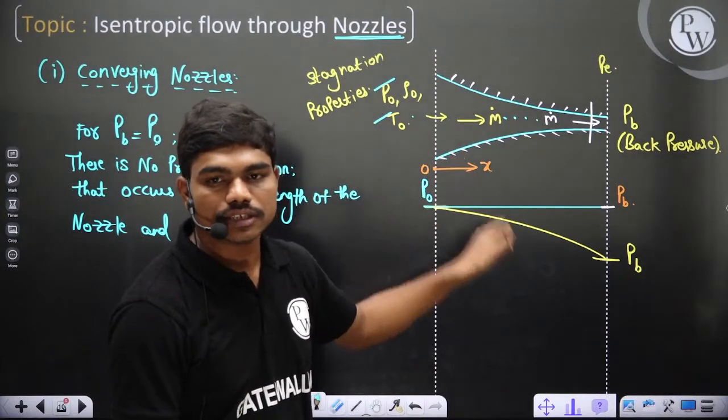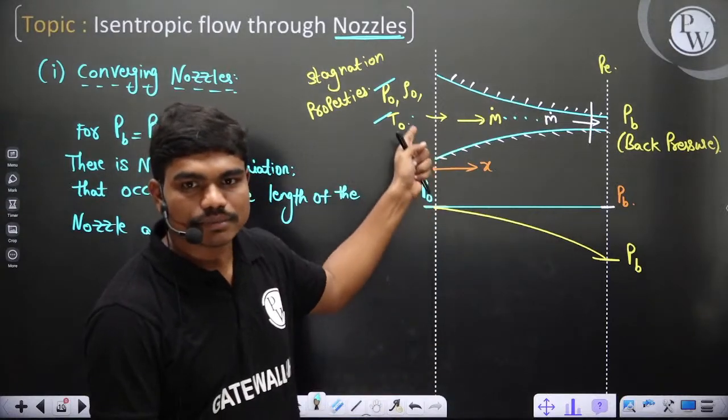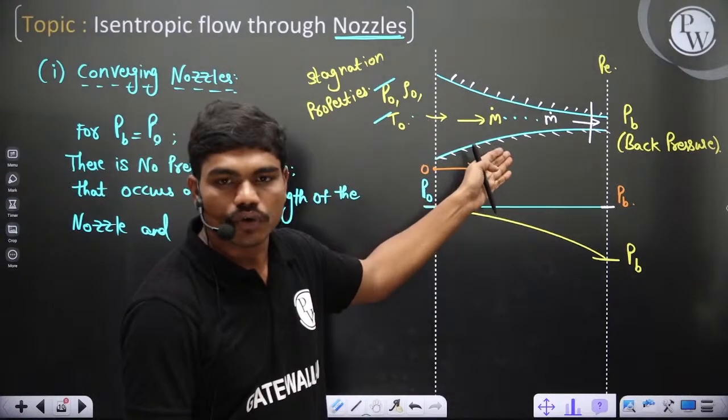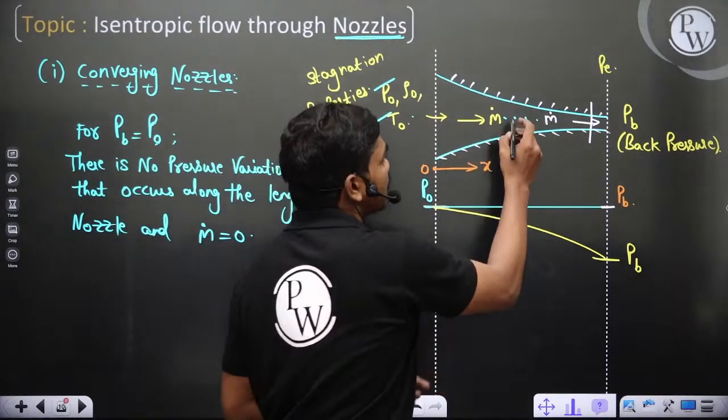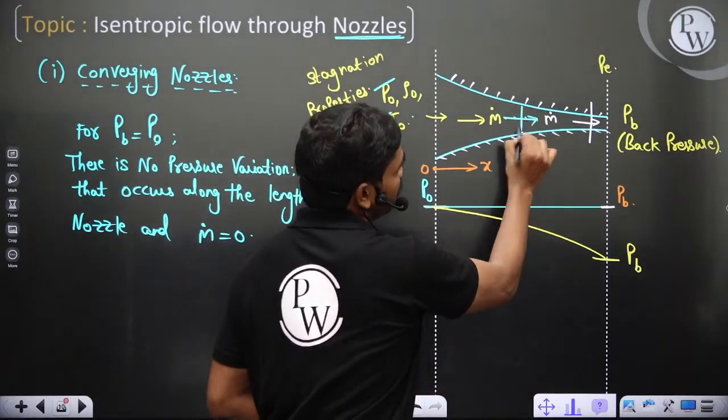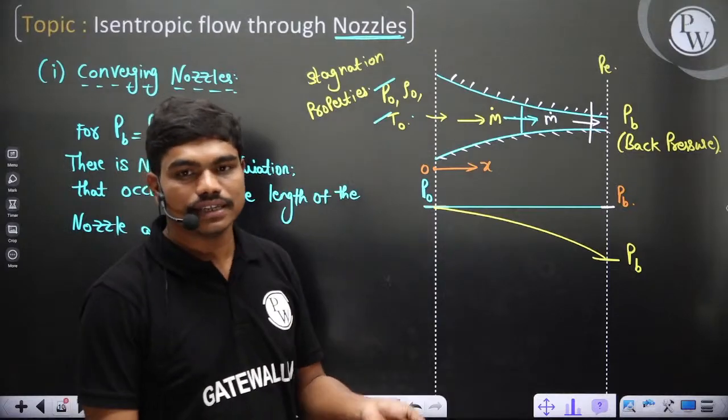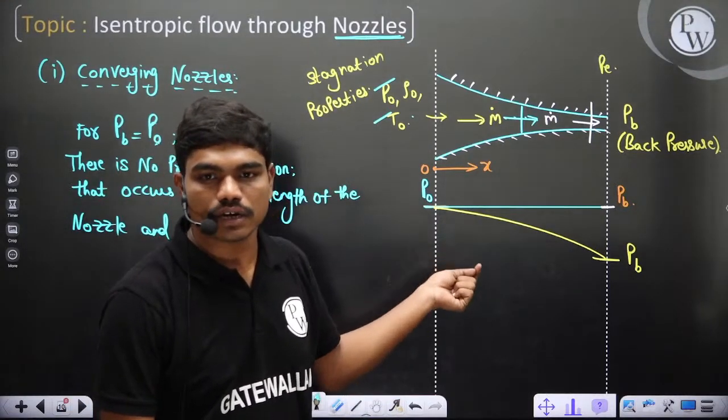Can you all understand this? Initially the gas started from these stagnation properties and started to flow. At any point, if I stop this flow, let's say the particles are moving in this direction, and at this point I bring the flow adiabatically to rest, then definitely my pressure and temperature will be P naught and T naught.